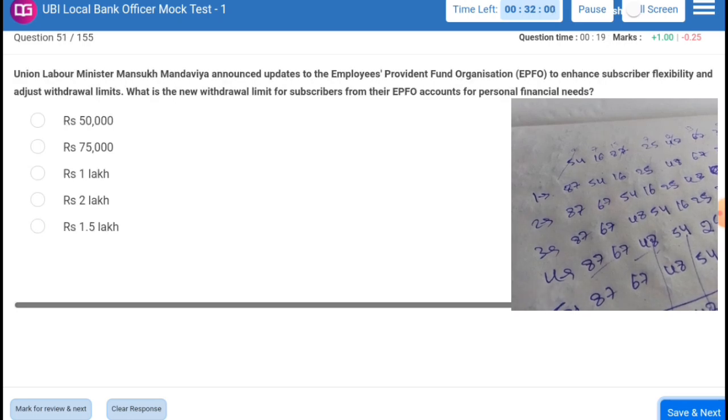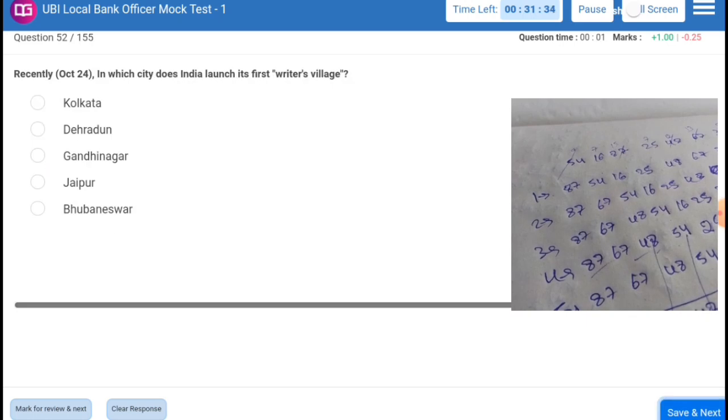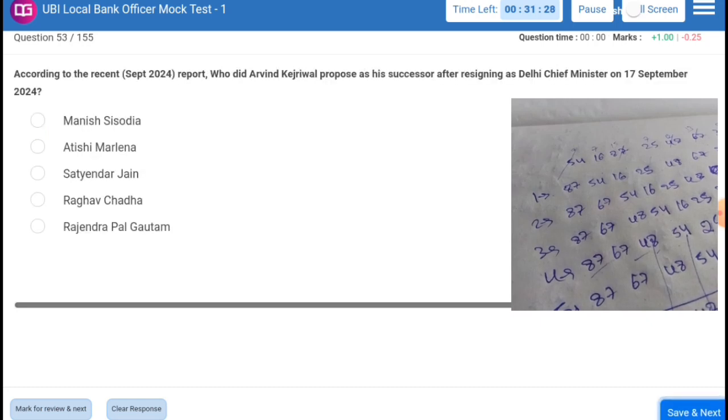So Union Minister Mansukh Mandaviya announced updates to the Employees' Provident Fund Organisation to enhance the subscribers' flexibility and adjust withdrawal limits. What is the new withdrawal limit for subscribers from EPFO accounts for personal financial needs? I think 50,000 or 1 lakh. I think 1 lakh. So writer's village is Dehradun. So Manish Sisodia.